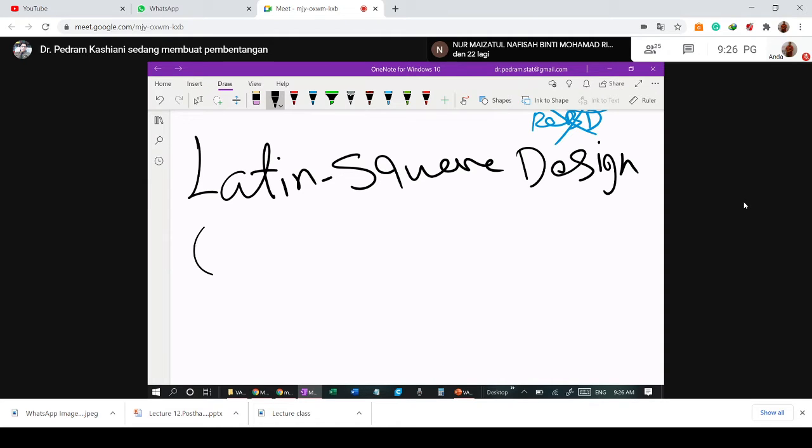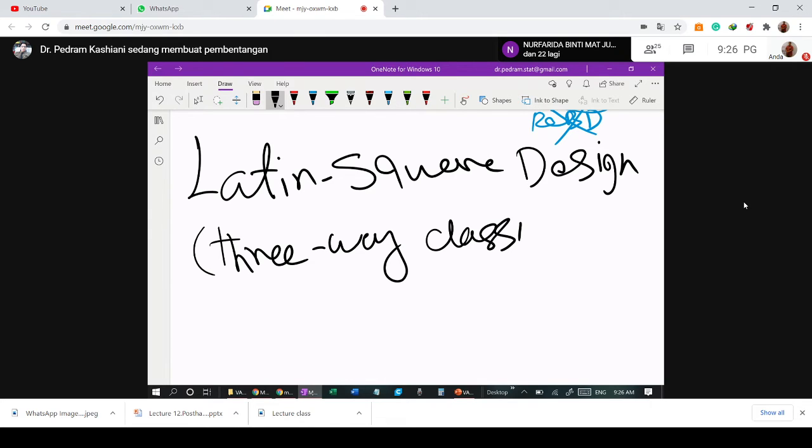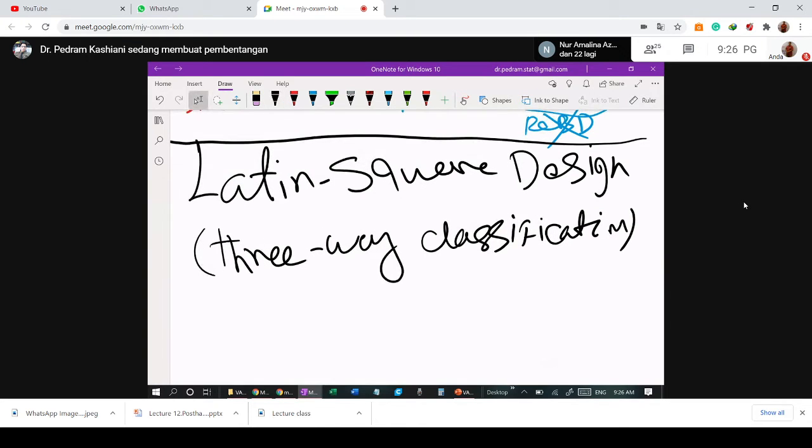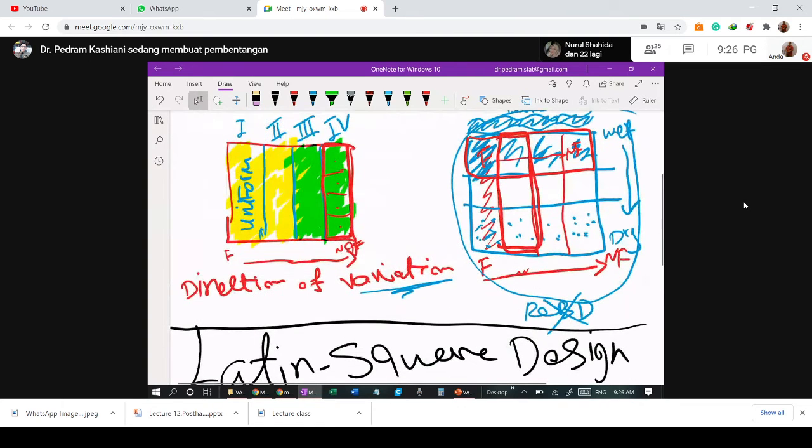This is actually a three-way classification, or three-way ANOVA. I write classification. So what is happening in Latin square? In Latin square, I do blocking two times. Imagine that one time I block by fertility, and one time I block based on humidity. I do blocking two times to solve this problem.